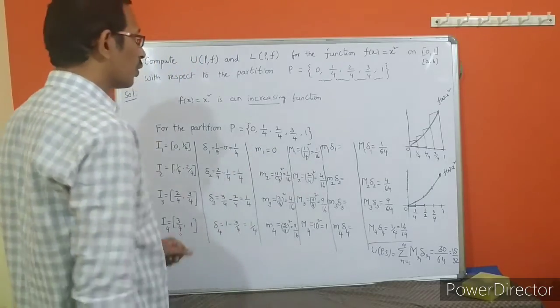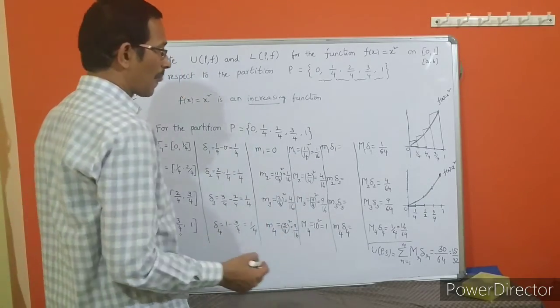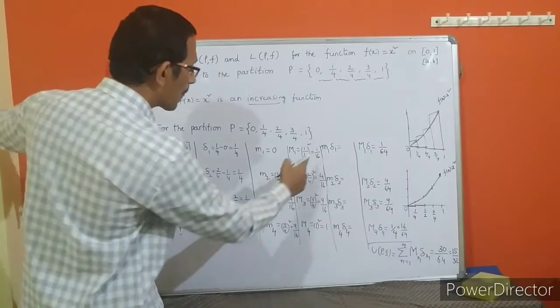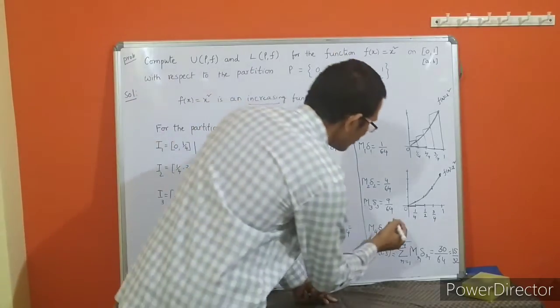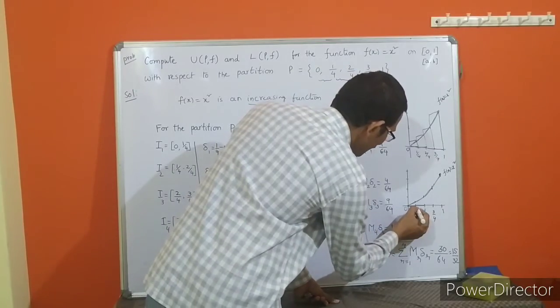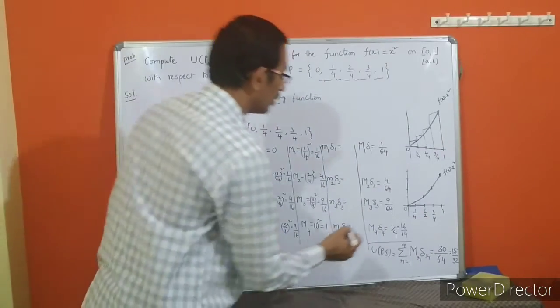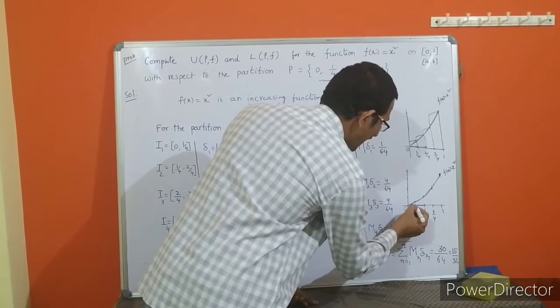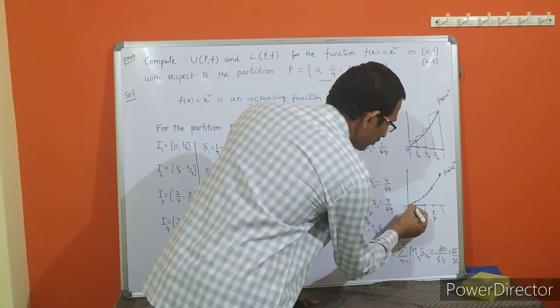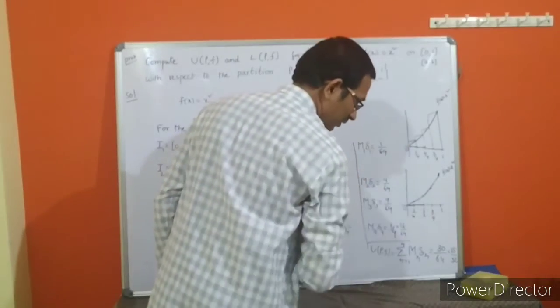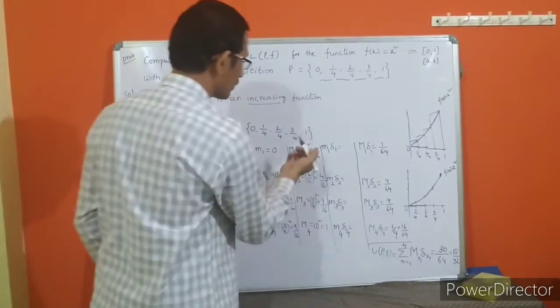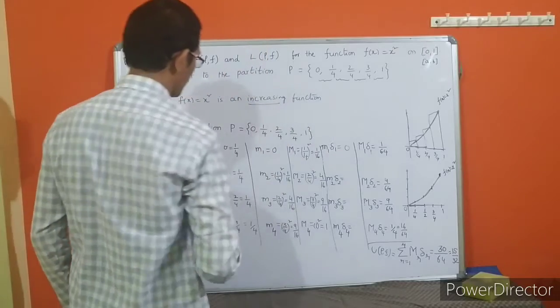Okay, similarly, what is the lower Riemann sum? Now see here. For the lower Riemann sum, first I multiply M1 into delta 1. Why is it so? Because we are finding the area of the rectangle. What is M1? 0. So the rectangle formed here is nothing. There is no rectangle. The line itself is a rectangle and the area is 0. So therefore M1 into delta 1 is 0.